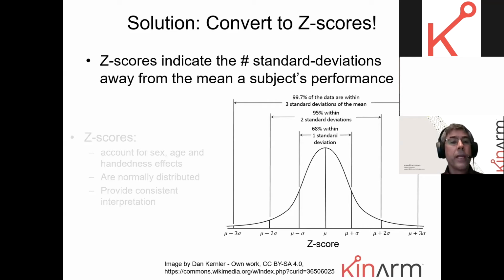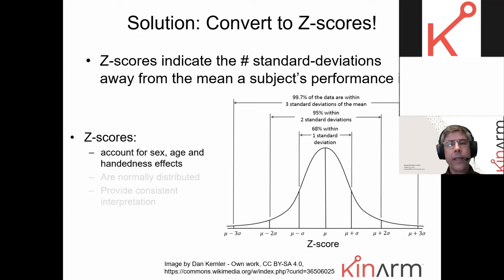And what a Z-score means is it indicates how many standard deviations away from the mean a subject's performance is. So a Z-score of 1 means that you are 1 standard deviation away from the mean. A Z-score of 4 means you're 4 standard deviations above the mean. So if you can convert to Z-scores, that solves a number of problems.